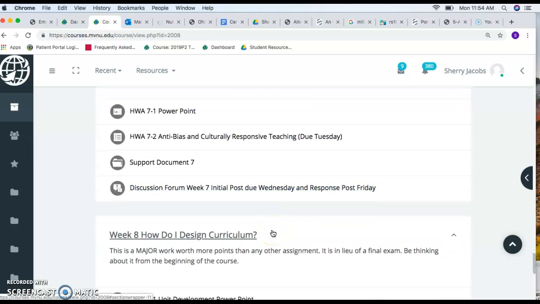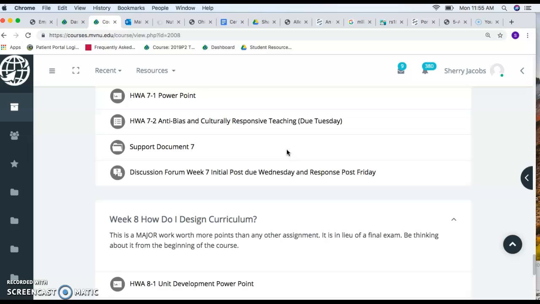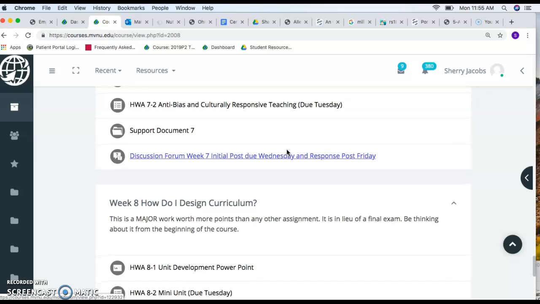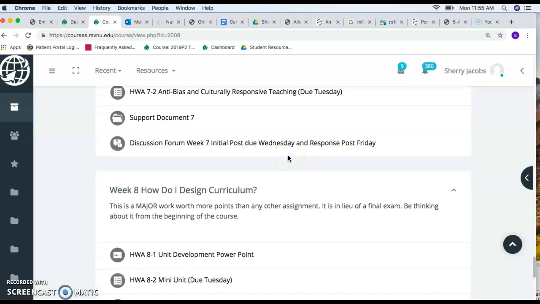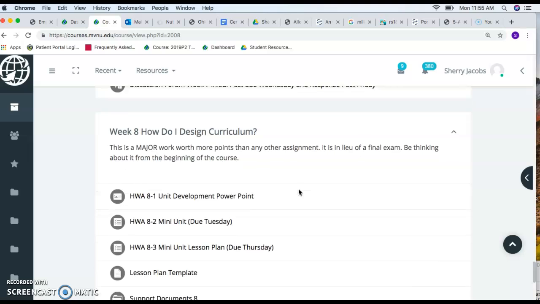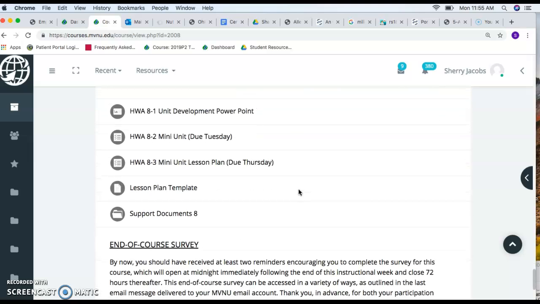So we'll look at week 7 and 8 now. The first assignment is Tuesday, which is just your reading on anti-bias and culturally responsive teaching. You'll be using the reading assessment rubric for that, remembering to have at least two APA citations. And then your discussion forum with the original post due on Wednesday and the response on Friday. Then looking at week 8, your mini unit lesson is due on Tuesday, and your mini lesson plan is due on Thursday.